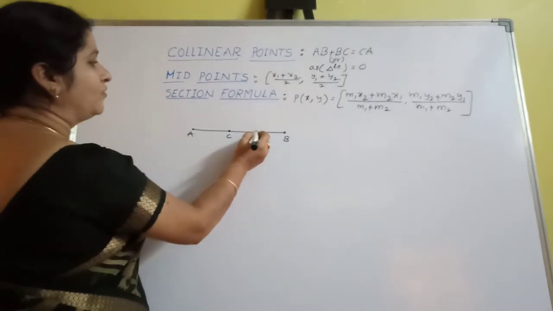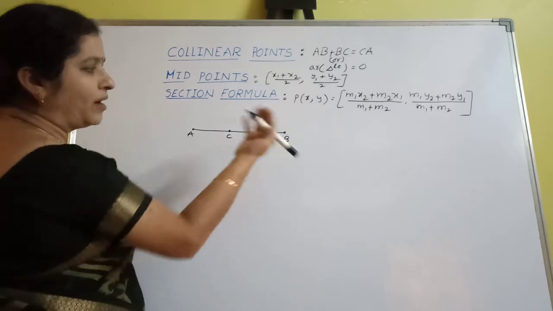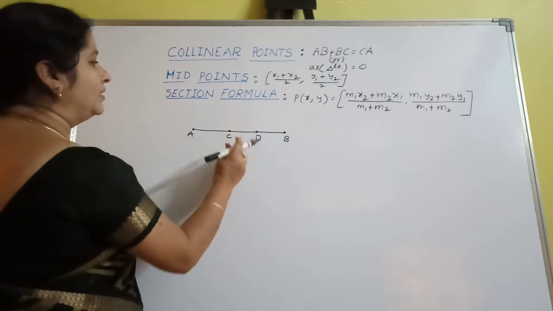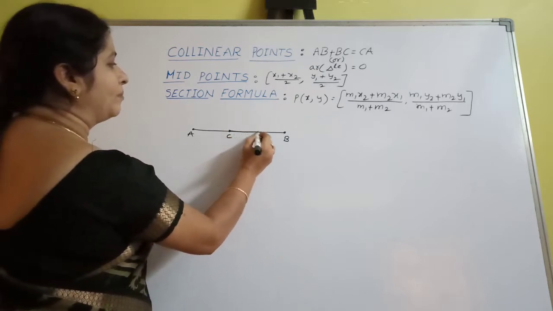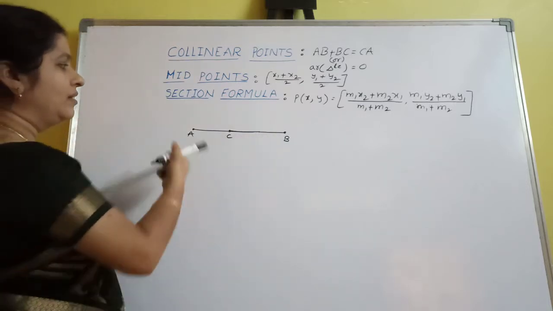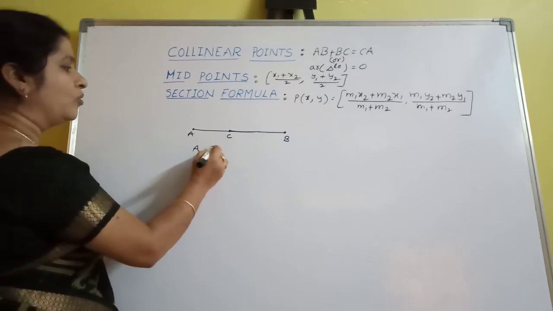Suppose we are taking 4 points on a line. These 4 points are called collinear points. In our syllabus, only 3 points are there. Suppose these 3 points are collinear points. How can you prove this? How can we prove that these 3 points A, B, C are collinear points?